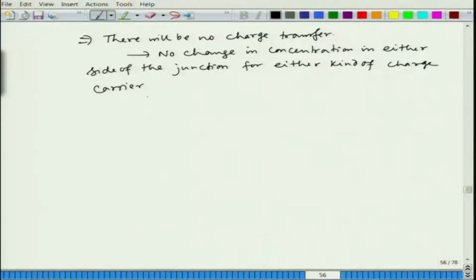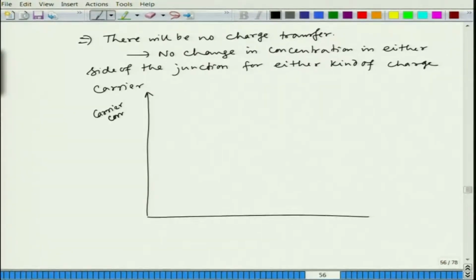Okay. Now, if we want to look at how this will change, let us say that this is the carrier concentration in this direction. It can be electron or hole, and this is the distance. So, let us say the space charge region is here. Let me use another color. Okay, the space charge region is here, and this is the p side and this is the n side.